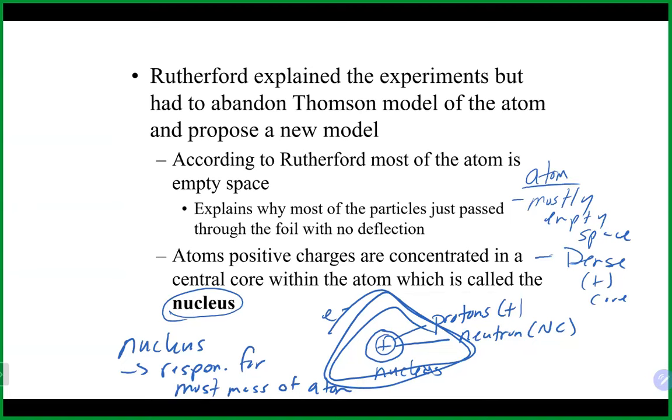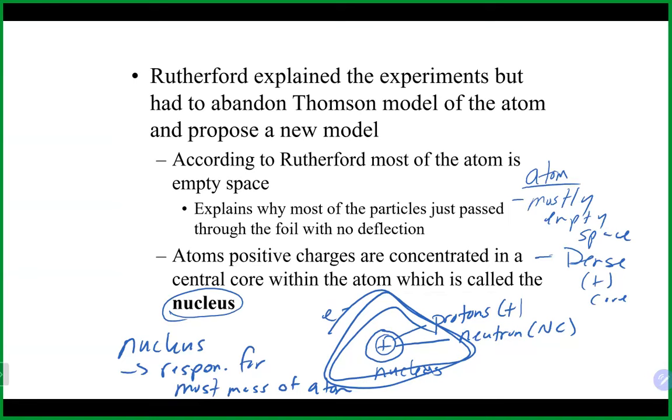Within that empty space is where we have our electrons flying around. We have a very dense positive core, which is our nucleus, where we have protons, which are positively charged, and neutrons, which have no charge. And again, most of the mass of the atom is made up of that nucleus. Any questions on that there?